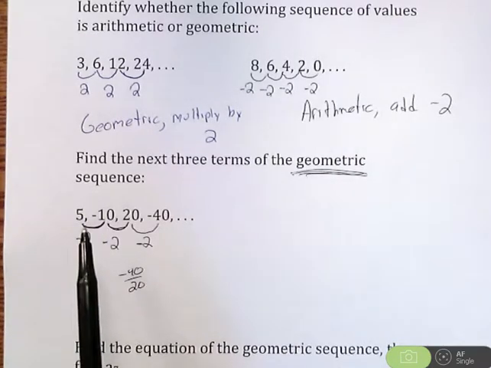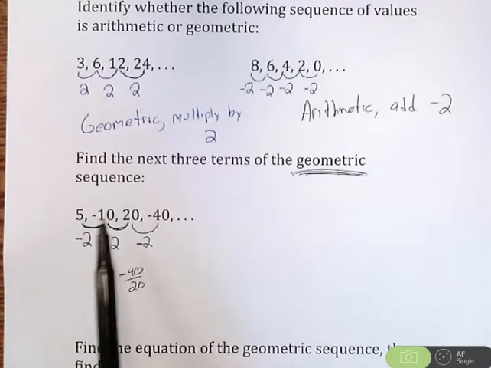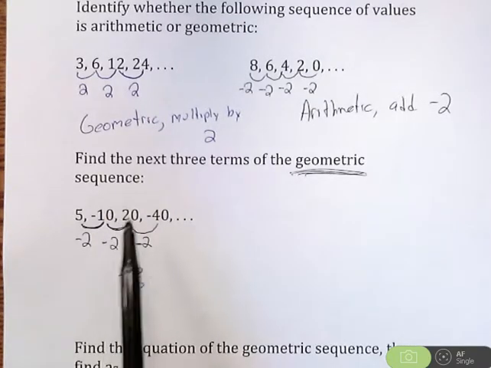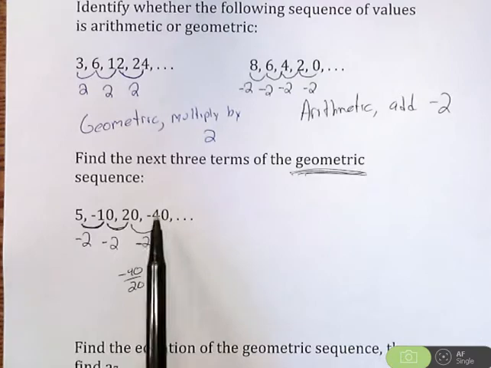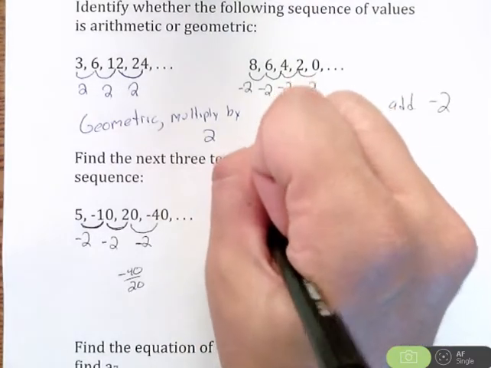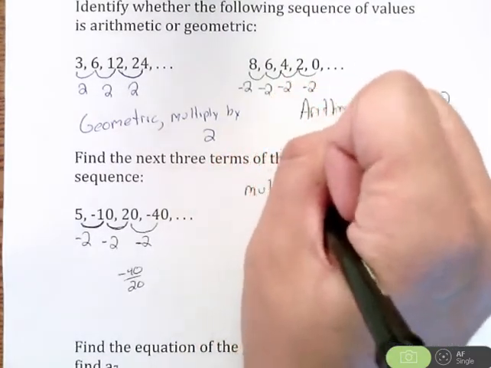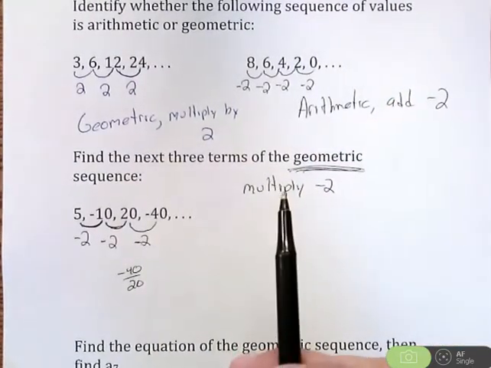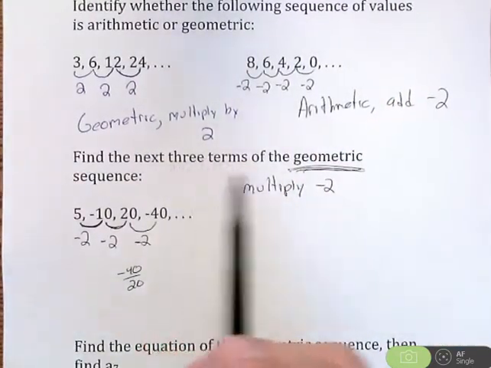So 5 times negative 2 is negative 10. Negative 10 times negative 2 is 20. 20 times negative 2 is negative 40. So I've kind of picked up the pattern, and that's what I like to do first, is we're multiplying by negative 2. So I like to pick out the pattern first, and now I can figure out the next 3 terms.